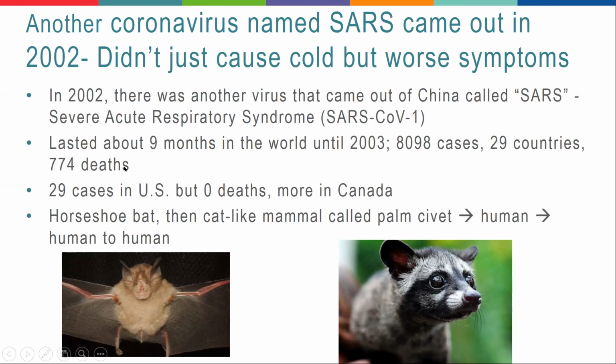It had a high case fatality rate. And in the US, it wasn't a big effect. We had 29 cases across the US and 0 deaths. There was more happening in Canada, in Toronto for example, from travel to China. And the etiology of probably all of these coronaviruses is the horseshoe bat, and then going through often some sort of intermediary host. In the case of SARS, it was this cat-like mammal called the palm civet. And then it goes into humans. And once you can spread human to human, that's when you get an epidemic.